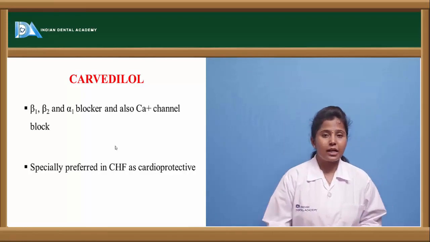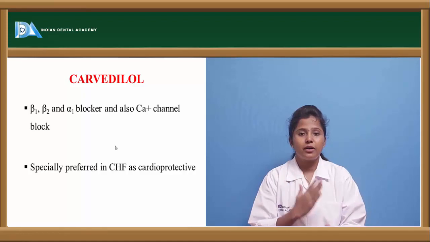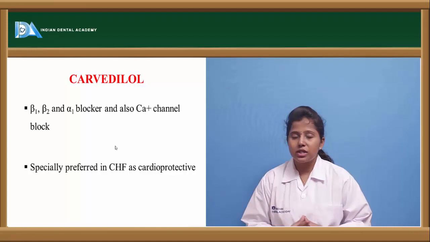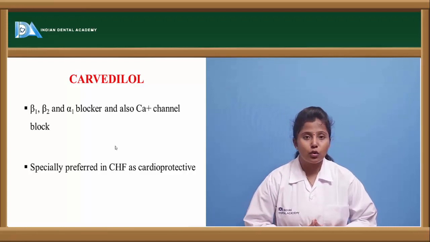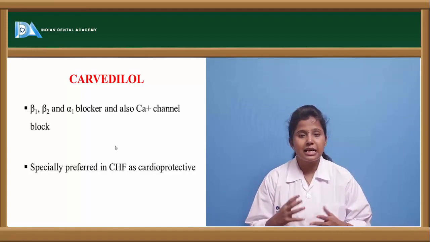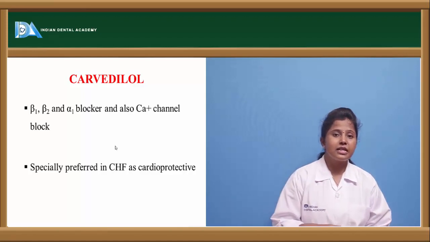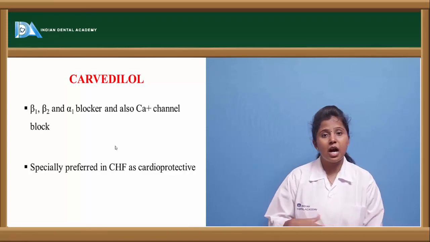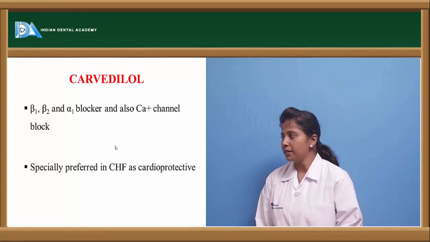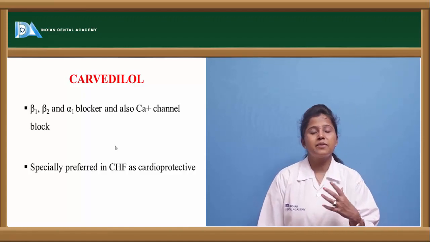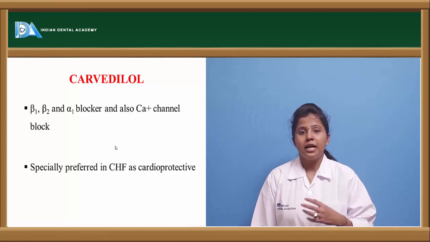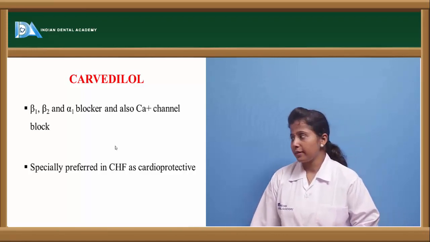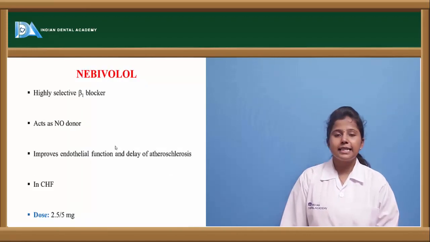So how does this act? Once there is blockade of these alpha 1, beta 1 and beta 2 receptors, it causes blockade of calcium channels also. If the calcium levels are decreased, then vasoconstriction will be decreased, and there will be a fall in blood pressure. That is how it shows its antagonistic mechanism, and it is the drug of choice in congestive heart failure, as it shows cardioprotective action.